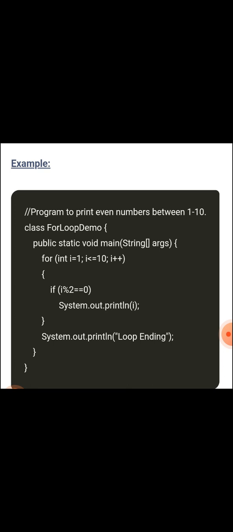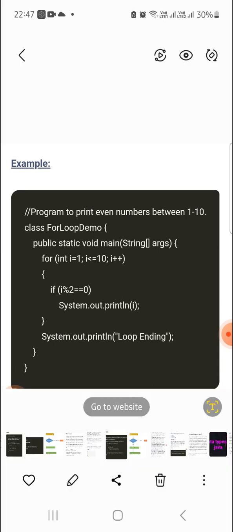Now next it will check for 3, then it will check for 4, it will check for 5, it will check for 6, up to 10, and when the condition becomes false at number 11, then it will exit from the for loop.